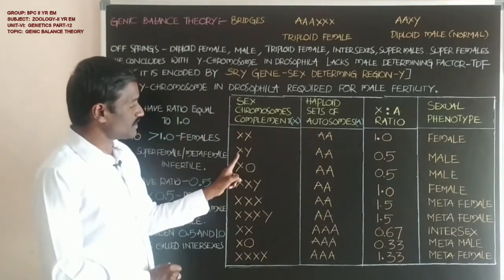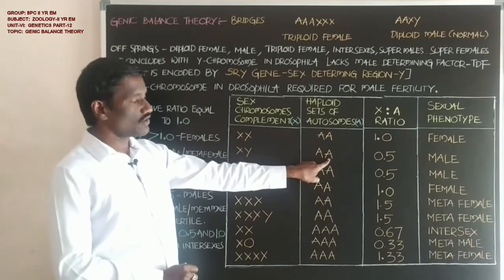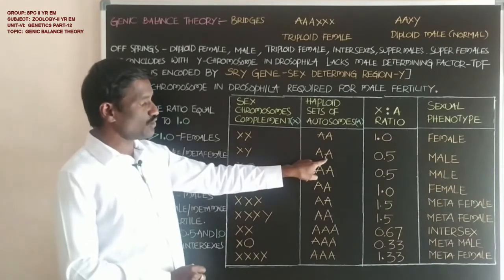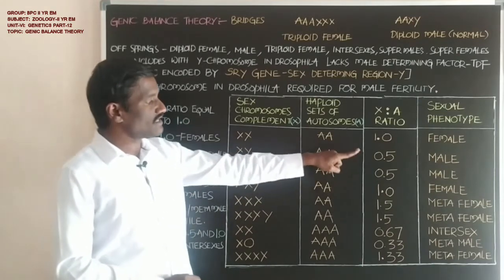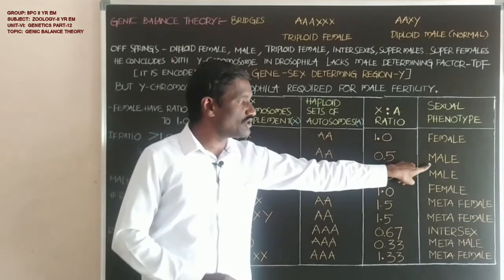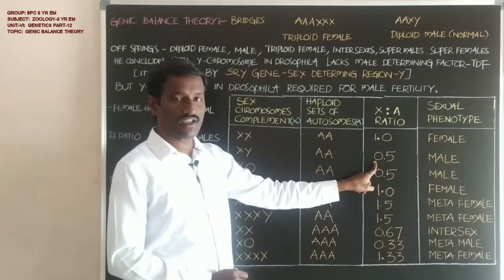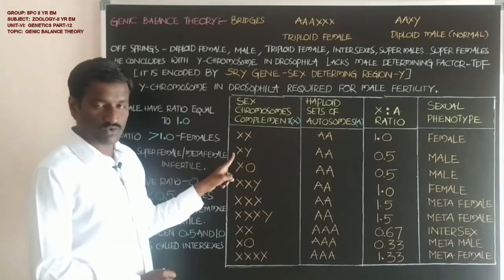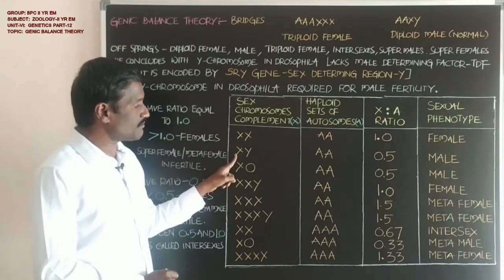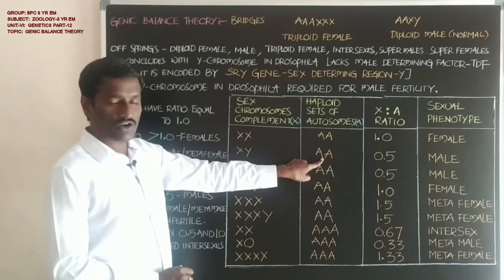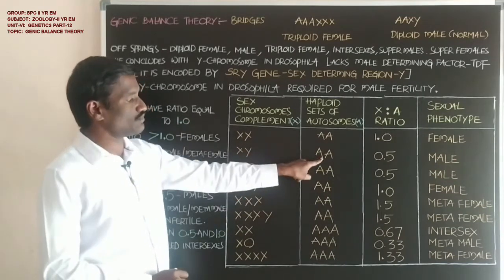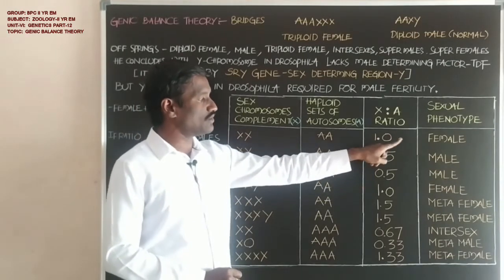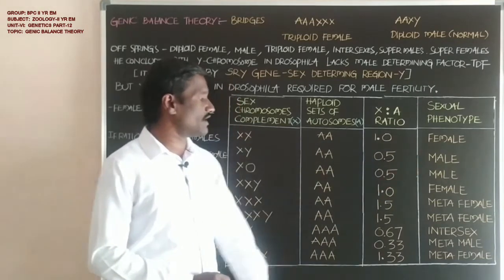Next, students, if you observe an XY karyotype and 2 autosomes, the sex chromosomes are XY and 2 autosomes. The offspring develops into the male one, and the X by A ratio is equal to 0.5. That means X chromosomes are 1 in number and autosomes are 2 in number, 1 by 2, that is equal to 0.5. With a value of 0.5, the offspring develops into the male.